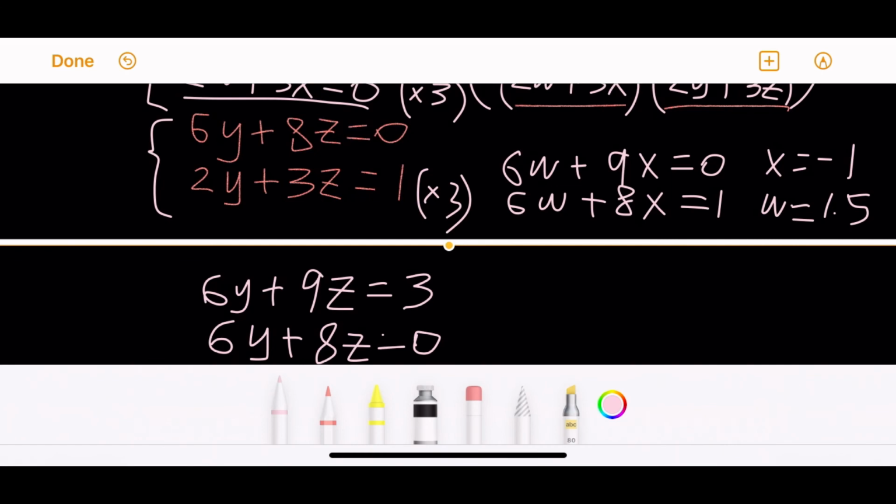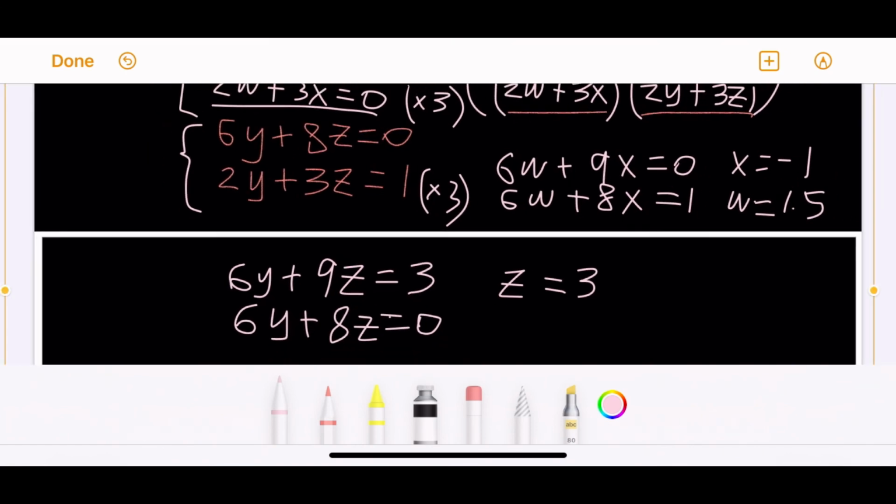I'm going to eliminate the y now. I'm going to do subtraction of the first equation. 6y minus 6y is 0, 9z minus 8z is just z, and then 3 minus 0 will be 3. So z equals 3, and if you substitute it back into any of these two equations, you will get that y equals negative 4.